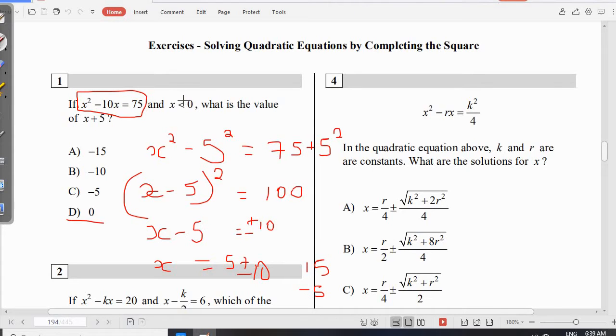Now they say x here is less than 0. The only answer here that's less than 0 is minus 5. 15 is not even less than 0. So that's why we use minus 5.